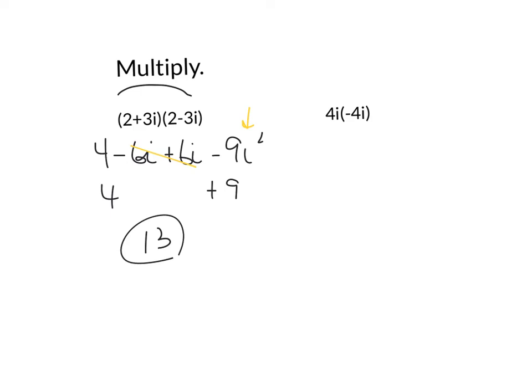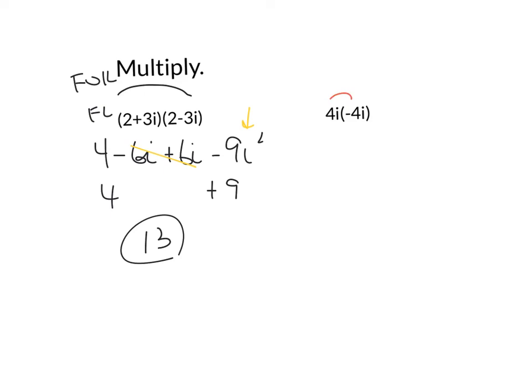So here's the deal. We're going to talk about this in class tomorrow. When you multiply conjugates, you don't have to do FOIL. You can just do FL. Much quicker, easier, etc.